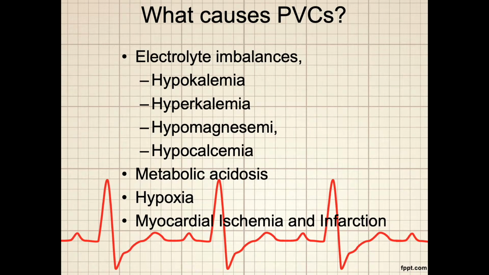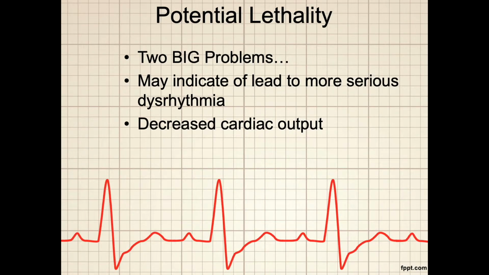Chemical imbalances that cause PVC include electrolyte imbalances such as hypokalemia, hyperkalemia, hypomagnesemia, hypocalcemia, metabolic acidosis, hypoxia, and for non-chemical reasons such as myocardial ischemia and myocardial infarction. PVCs show irritability in the ventricles, and that can lead us to two really big problems, both of which have potential lethality. The presence of PVC may lead up to more lethal, more serious dysrhythmias, and the PVCs themselves, well, if they're frequent enough, will decrease cardiac output.